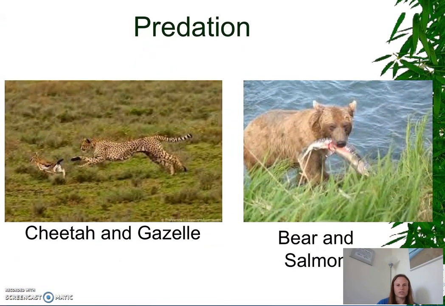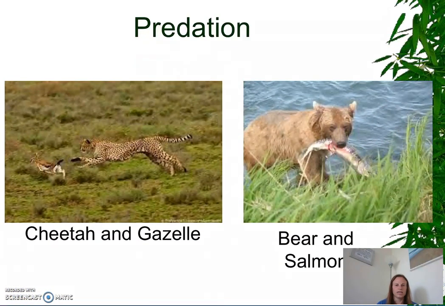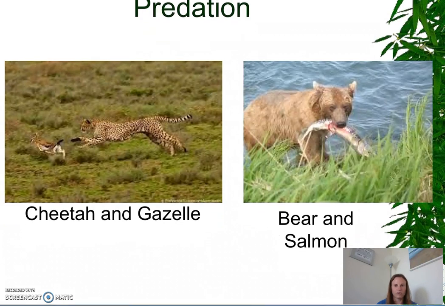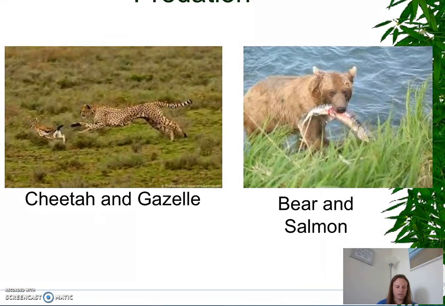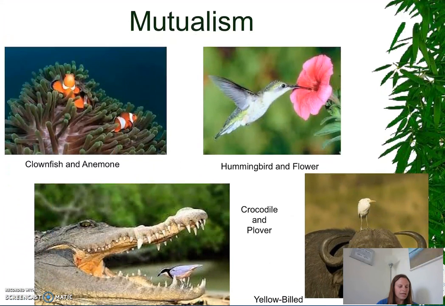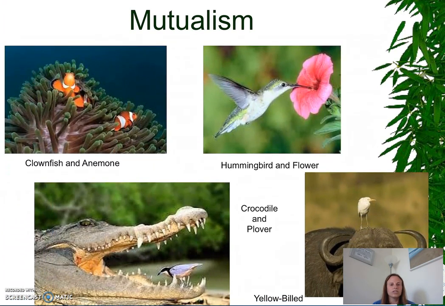So here's some pictures. Predation, you've got the cheetah as the predator and the gazelle as the prey. Bear is the predator, salmon is the prey. Here are some mutualistic relationships, the clownfish and the sea anemone. The sea anemone provides a protective shelter for the clownfish, and the clownfish chase away the butterfly fish that would normally feed on the sea anemone.